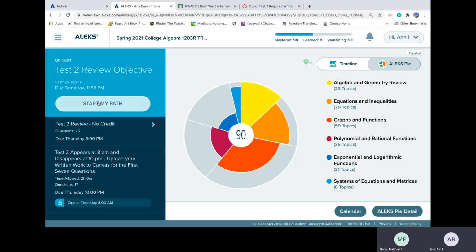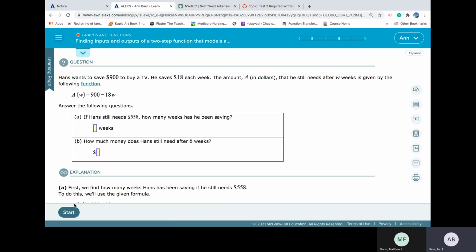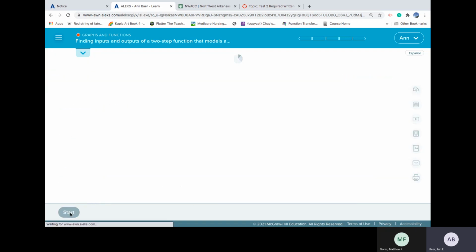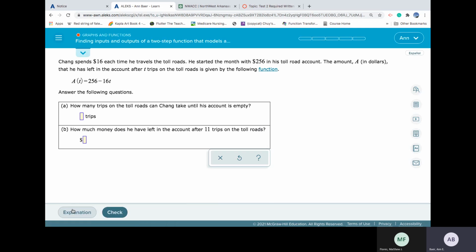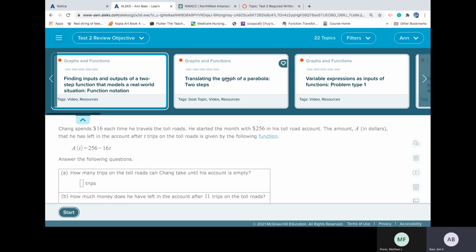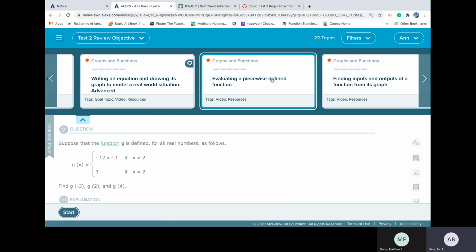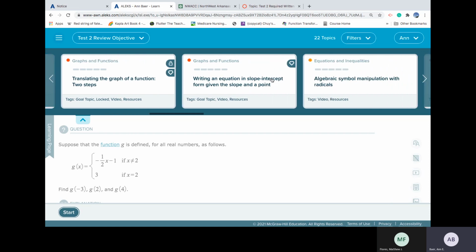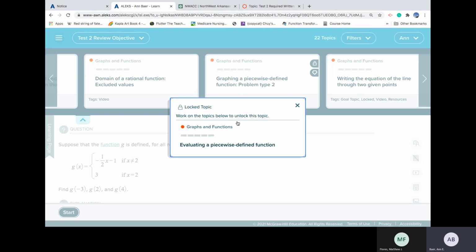Let's look at start my path here. Let's see, which topic are they? Okay, test. Let's see if they've got the piecewise one. Yes, here's the piecewise. Oh, that's evaluating a piecewise defined function. That's not what I want. Graphing a piecewise defined function one. Okay, and it's a locked topic. That's because I'm in the student view. So I would have to actually go back.